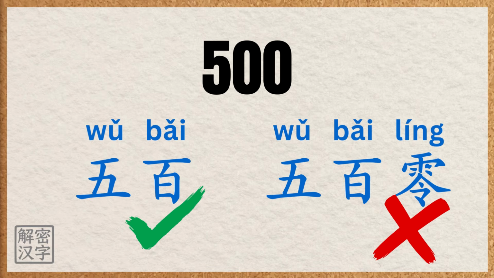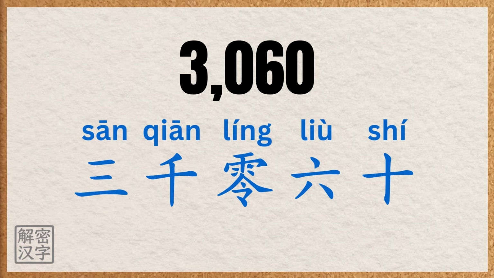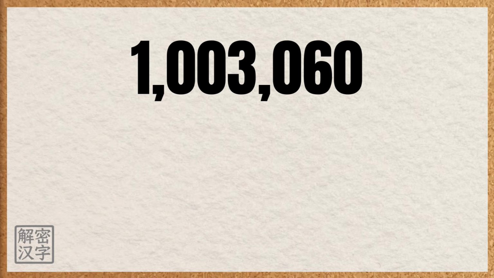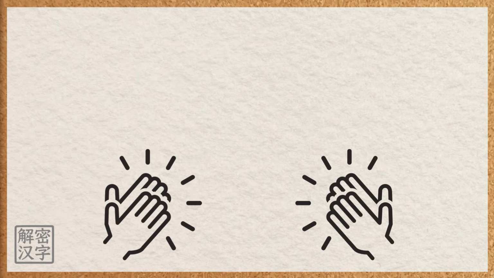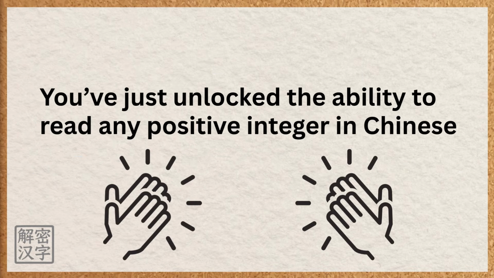Does that make sense? Let's try a quick practice. 3,060 is san qian ling liu shi. 1,003,060 is yi bai ling san wan ling liu shi. Congratulations! You've just unlocked the ability to read any positive integer in Chinese.